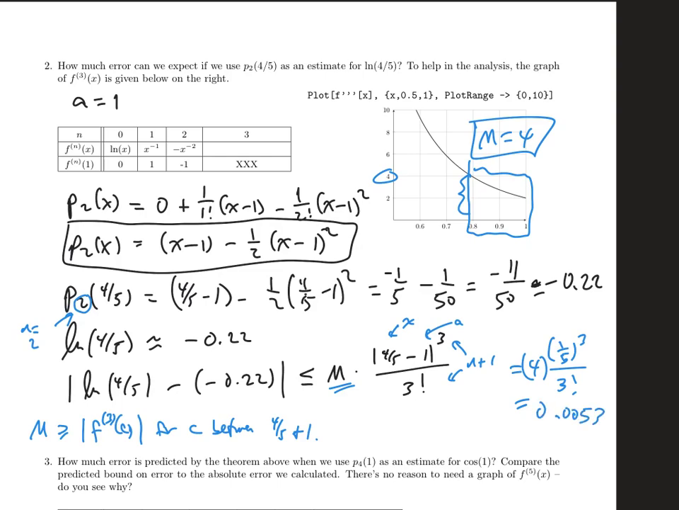0.0053. So when I use this approximation for log of 4/5, the most that I could be wrong is 0.0053. That's the most error I could have in that approximation. So the real error in the approximation is no more than 0.0053.